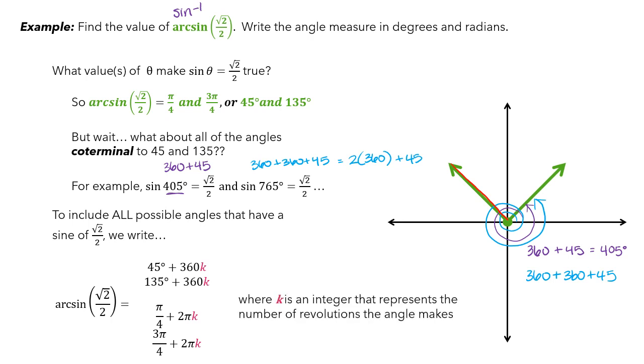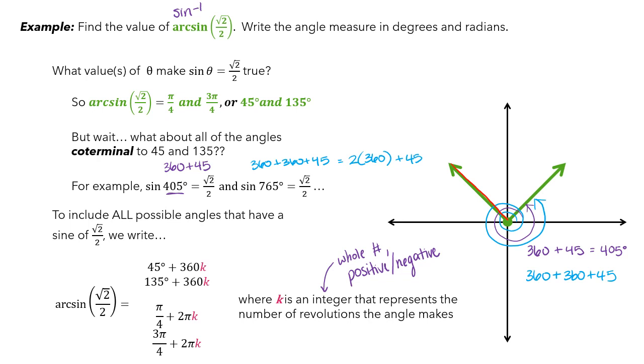So our k represents some integer. Remember, that's a whole number, but it could be positive or negative. So we're also representing all of our negative coterminal angles here. K is some integer that essentially represents how many revolutions my angle is making. So it represents all possible coterminal angles.